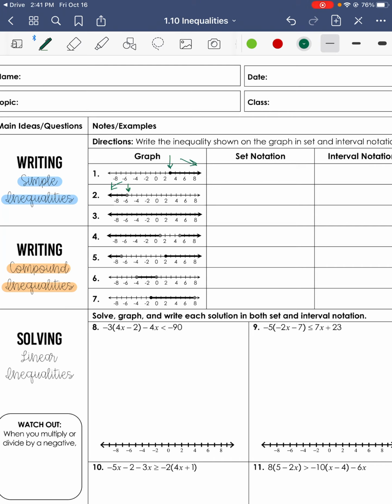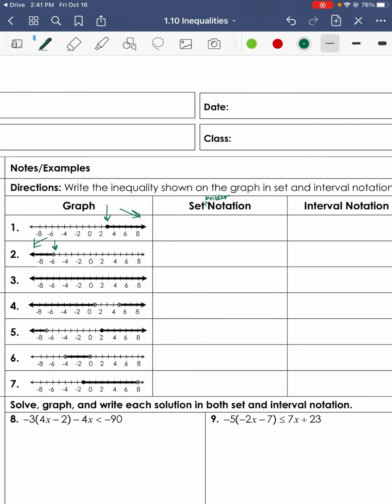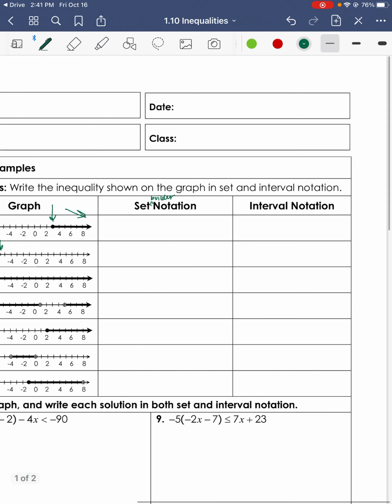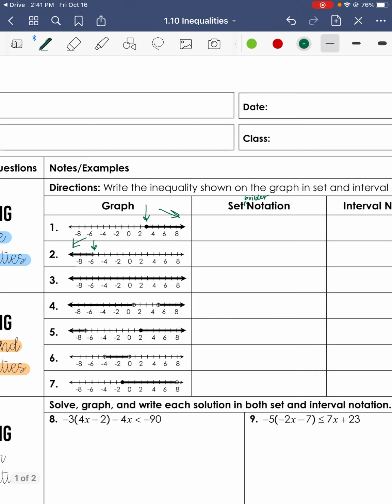And we are going to be writing solution sets to inequalities in 2 different types of notation. One is, well, it says set notation, but I will always call it set builder notation. So if you hear me say set builder, that's what I'm talking about. And then interval notation, okay?